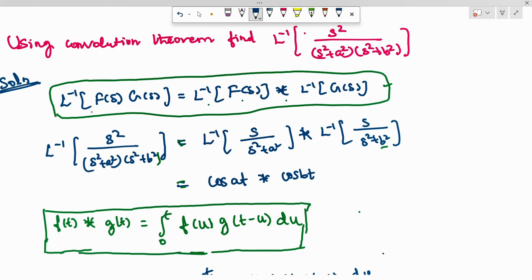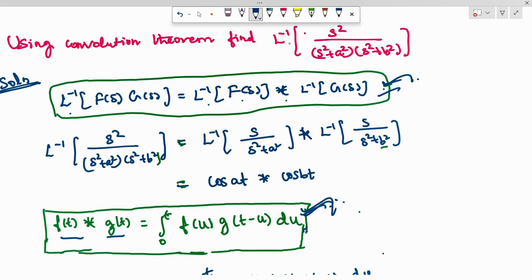convolution theorem. This is the statement of convolution theorem: L inverse of f of s into g of s equal to L inverse of f of s star L inverse of g of s. And also the definition of convolution theorem is f of t star g of t equal to integral 0 to t f of u into g of t minus u into du. You should remember these two equations. First one is the statement of convolution theorem, second one is the definition of convolution theorem.